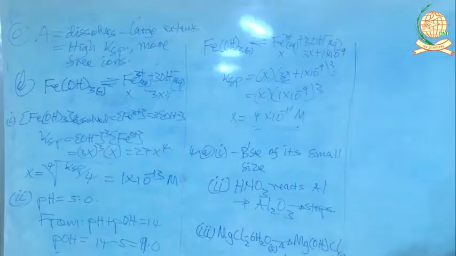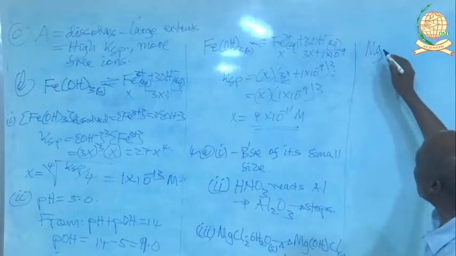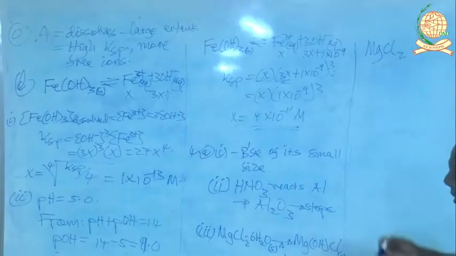to form a basic salt, that is magnesium hydroxychloride, instead of forming anhydrous magnesium chloride. So this is not possible because of the hydrolysis that occurs when you heat hydrated magnesium chloride. Then question number 4b.